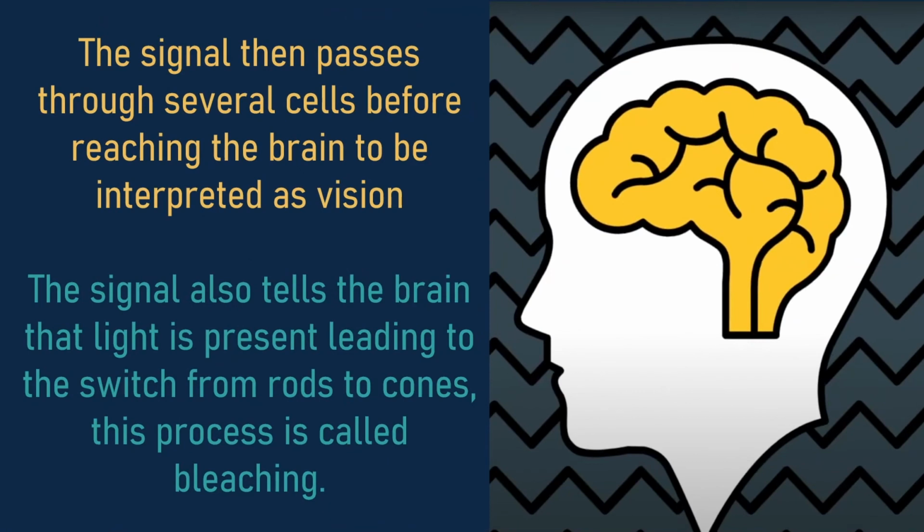The signal then passes through several cells before reaching the brain to be interpreted as vision. The signal also tells the brain that light is present, leading to the switch from rods to cones. This process is called bleaching.